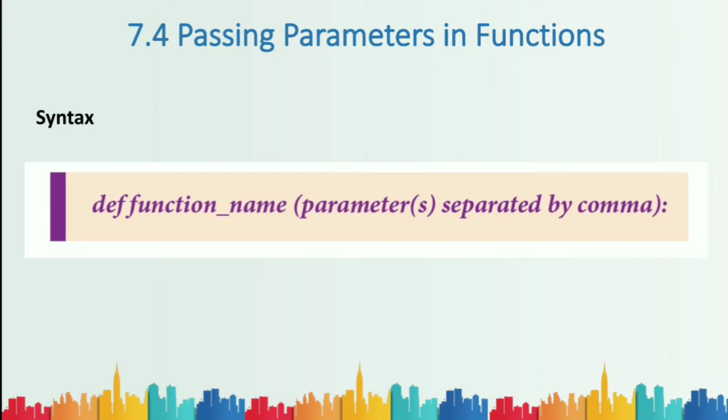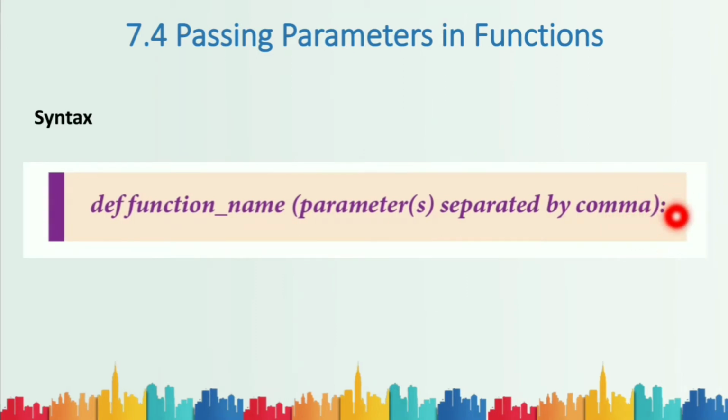So let's check passing parameters in functions. This is the syntax. You have to use the keyword def, and then the function name. Inside the brackets you can write the parameters. You can write any number of parameters, but you have to separate them by commas. End with a colon. So this is the syntax. Let's try with an example.